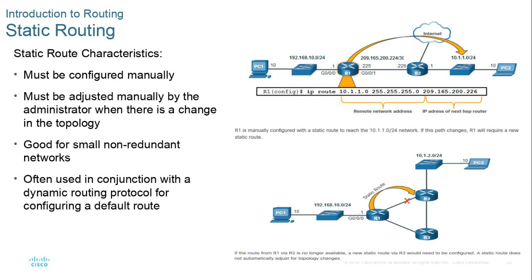The disadvantage is if you have to change anything, you have to reconfigure. If you have 2 or 3 routers, it's no big job. But what if we had 300 routers? That'd be a big problem. So normally today we use static routing in conjunction with a dynamic routing protocol to configure that default static route back to our internet service provider. So we don't have to manually configure a static route at each and every router.